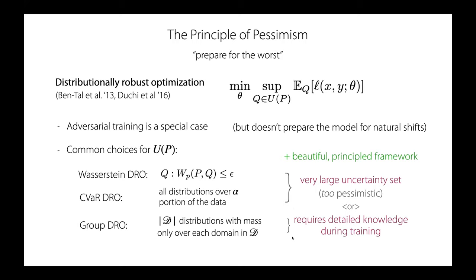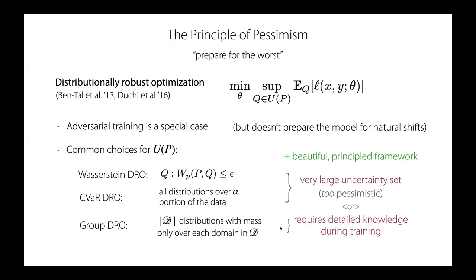On the other hand, group DRO actually can work quite well, including for spurious correlations, like I'll mention on the next slide. However, it requires you to label all of your training data points with the domain or the group underlying how the distribution is going to shift. And this is something that's going to be quite expensive in terms of providing additional labels for your entire training data set.